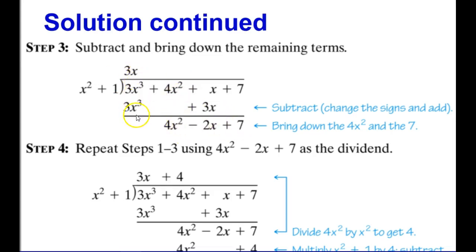Well, these two go away. So 4x squared minus 0 is 4x squared. x minus 3x is a negative 2x. And then 7 minus 0 is 7. So now I'm going to continue my steps.